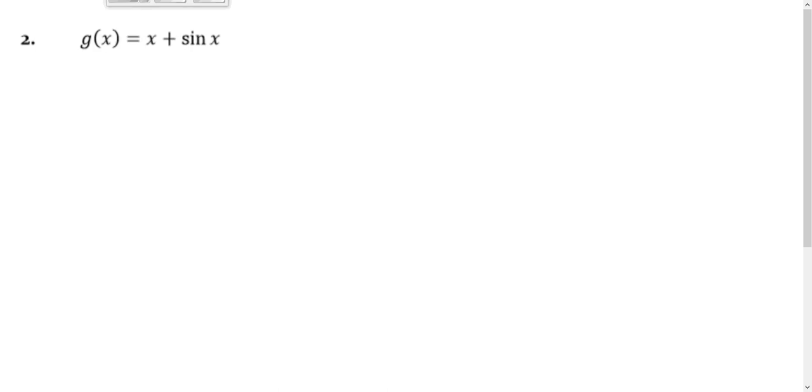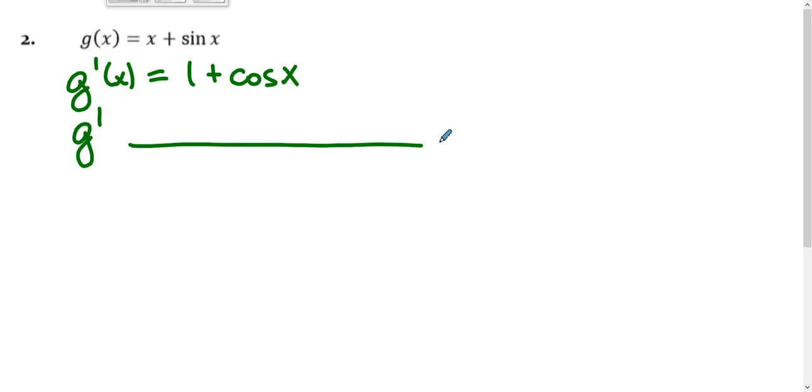We'll get a little bit tricky with it. Looking for intervals of increase and decrease, looking for intervals of concavity. So we figure out what g prime is. Oh, yes, derivative of sine x is cosine x. So what does g prime look like?